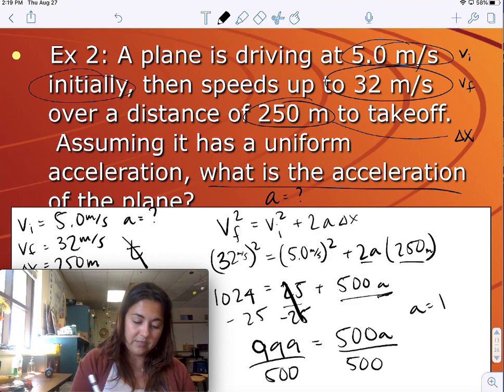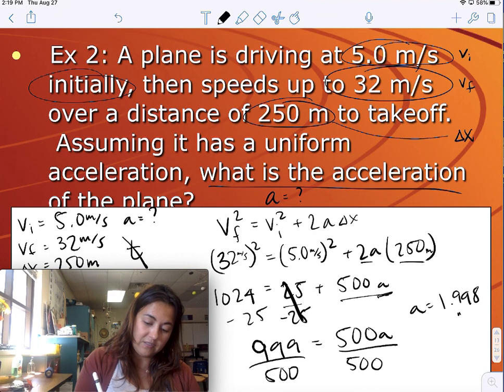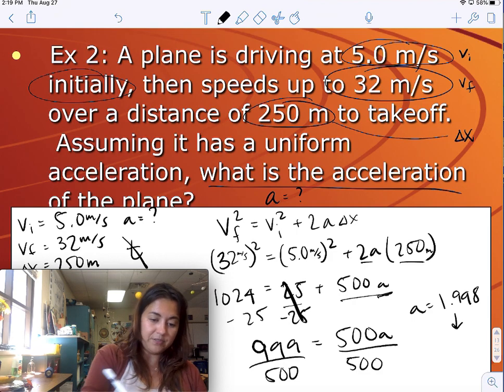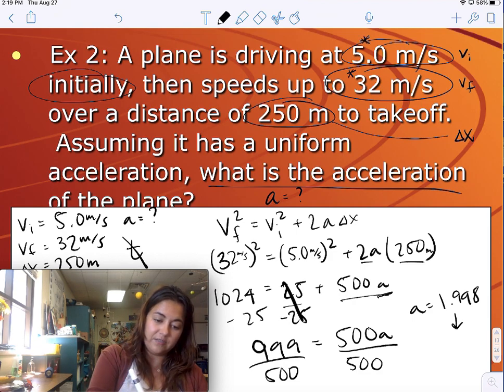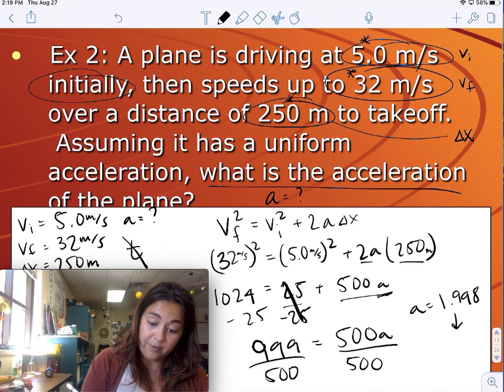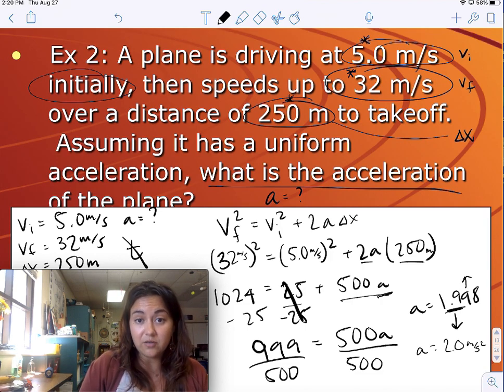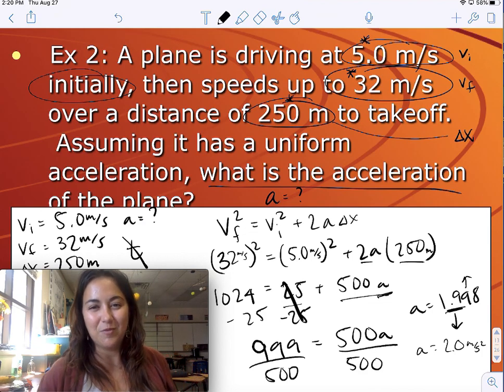is 1.998, but I should still be rounding to proper sig figs, so I'm not going to write my units yet. All of my numbers up here look like they have 2 sig figs, even this one. So I'm going to round to 2 sig figs. I wouldn't just write 1.9, because this digit right here is telling me to round up. So I would round to 2.0 meters per second squared. It's speeding up, so I should have a positive acceleration. That makes sense. Check your numbers to make sure they make sense before you move on.